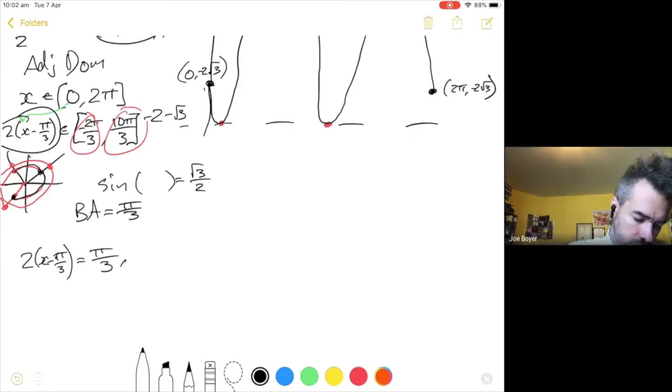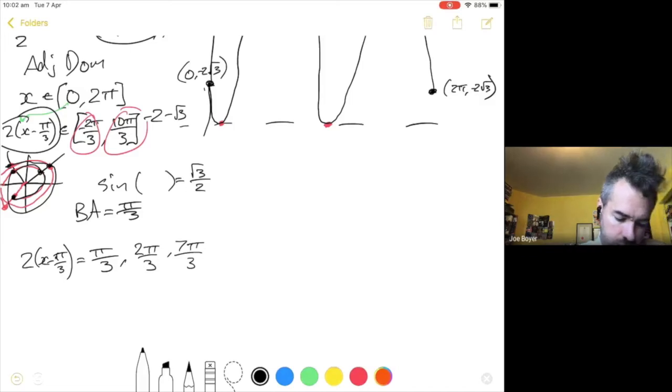Continuing around, we get another solution there, which is going to be at pi minus pi on 3. So that's 2 pi on 3. And continuing around, we get one there, which is 2 pi plus pi on 3. That's 7 pi on 3. And continuing around, we get one there, which is at 3 pi minus pi on 3. That's 8 pi on 3.